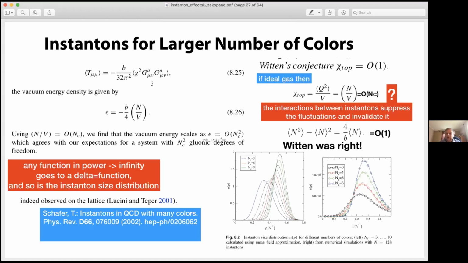I'm saying this model survived. It calculated everything and everything agreed. Yes. Good. Yeah, thank you.